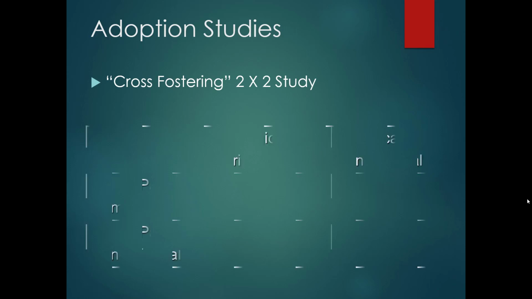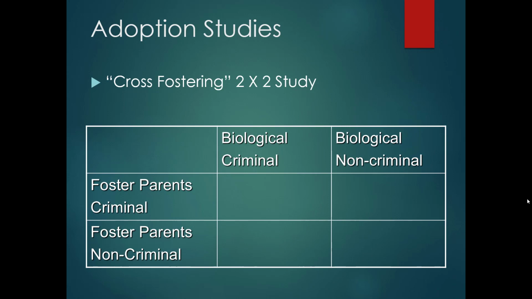And what you have here is basically this design. So suppose someone gives their child up for adoption. And by the way, many of these studies that I'm talking about were done in Denmark, because Denmark keeps copious health records and criminal records on their adoptions.